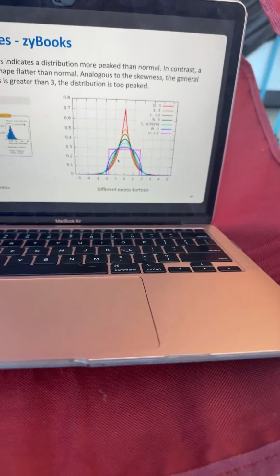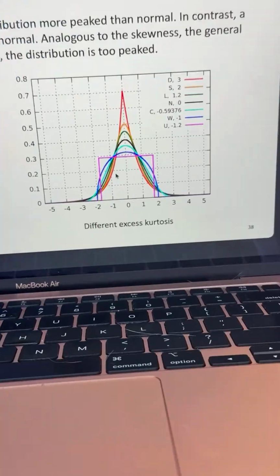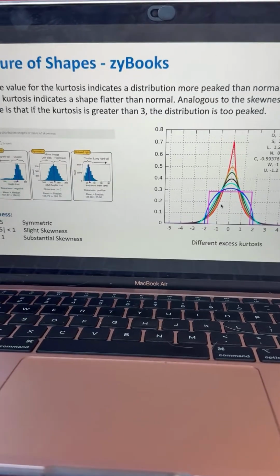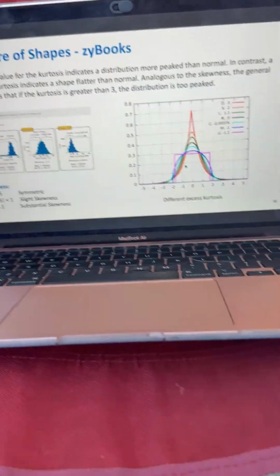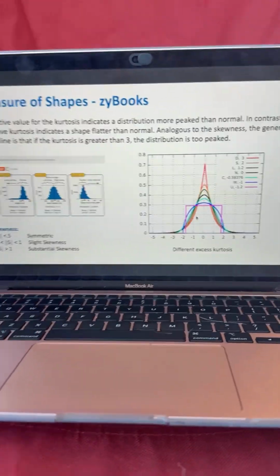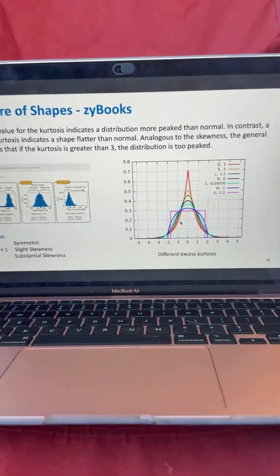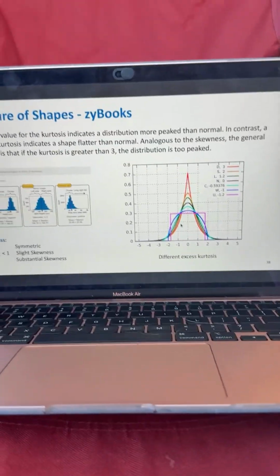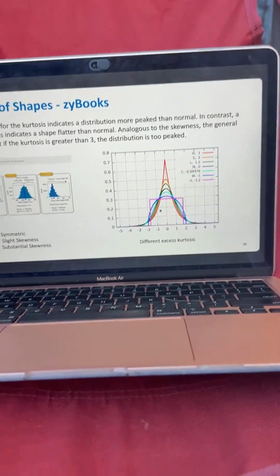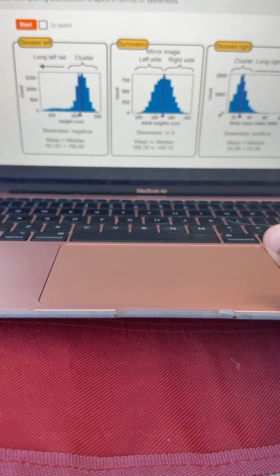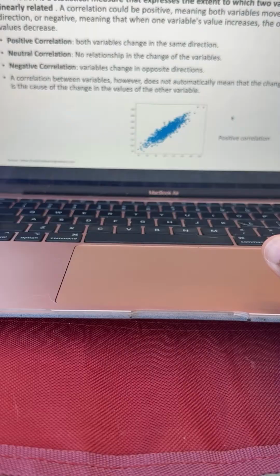I don't understand what that means, but a positive value for the kurtosis indicates a distribution more peaked than normal. In contrast, a negative kurtosis indicates a shape flatter than normal. Analogous to the skewness, the general guideline is that if the kurtosis is greater than 3, the distribution is too peaked.